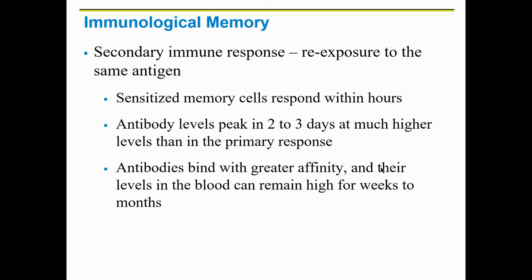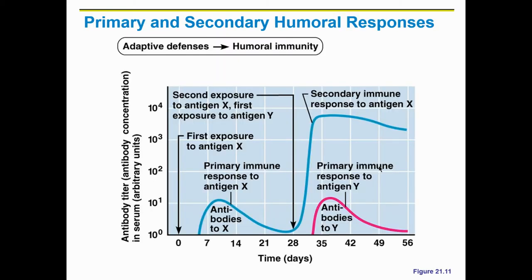So that secondary immune response is when you're exposed to the same antigen again. Remember, those memory cells are already activated, and so they respond very quickly. And so we're going to get peak antibody production in about 2 to 3 days. Not only that, but the antibodies tend to be more efficient, and then they last longer in your body. Much longer. They can last for months instead of a few weeks.